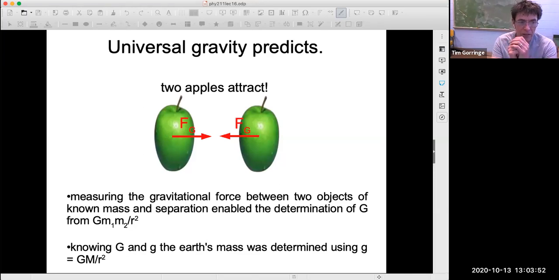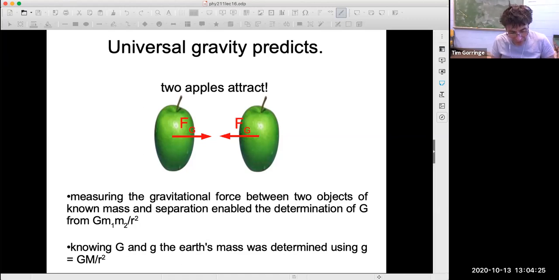So one of the amazing predictions, and Tyler must be some sort of genius as well, is that universal gravity predicts that we're not just attracted to the Earth, but we're attracted towards each other. We're attracted to all objects around us, and all objects around us are attracted to us. And that includes if you have two apples, right? Those two apples are attracted to one another by the universal gravitational force.